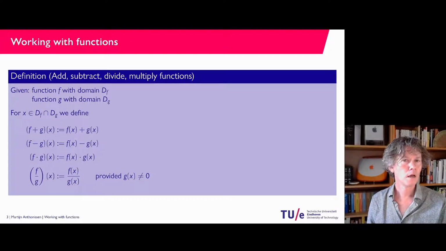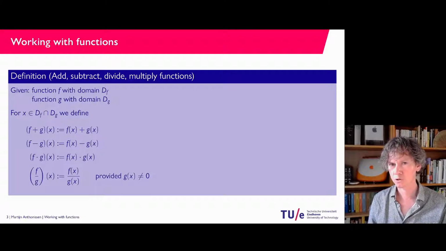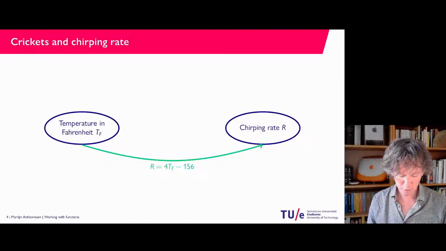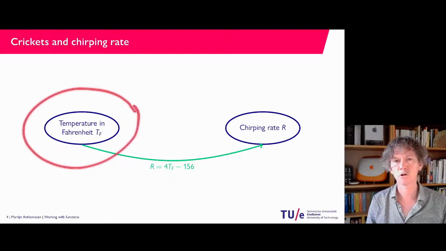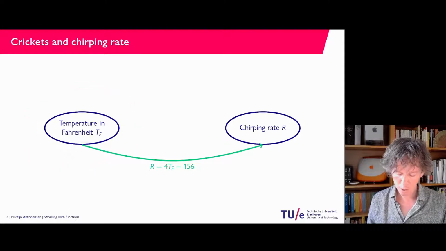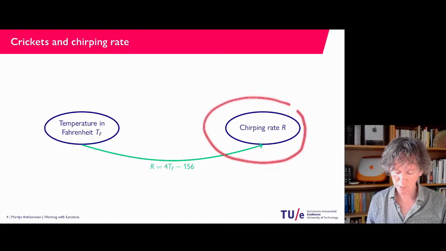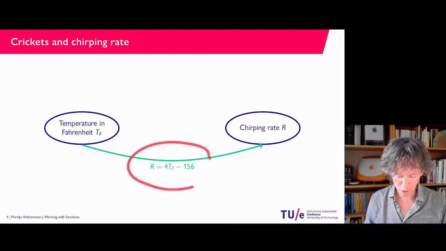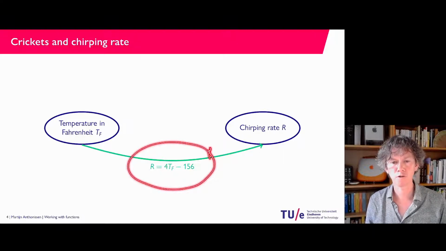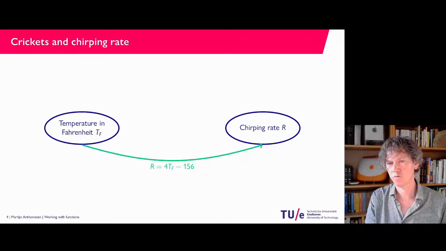The other one is function composition, and in fact in a previous video we've already seen an example of that when we were talking about crickets and chirping rates. So what we had seen there in that video is that if you have an outside temperature given in Fahrenheit, then you can relate the chirping rate, so how many times crickets chirp per minute, that is temperature dependent, and the relation is linear. So if you do 4 times the temperature in Fahrenheit and you subtract 156, then for a specific kind of cricket you will find the chirping rate.